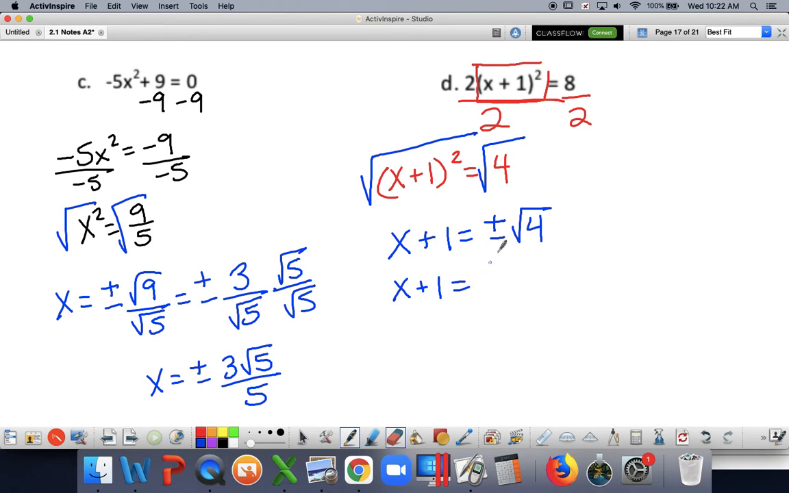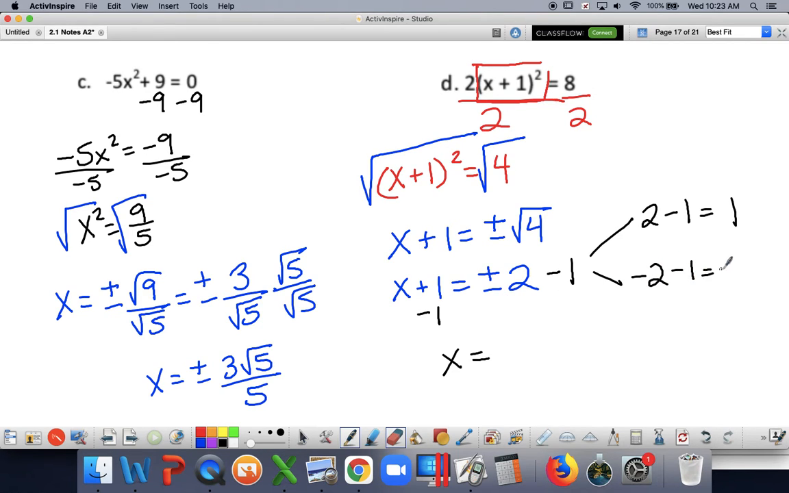Now usually this is where the trickiest part comes into play. The square root of 4 is 2. And I have to consider both positive and negative 2. So now I must actually solve this. So what are my actual solutions? Well, let's think about it. My first case would say, take a positive 2 and minus 1. My second case would say, take a negative 2 and minus 1. So my final answers are x equals 1, x equals negative 3.